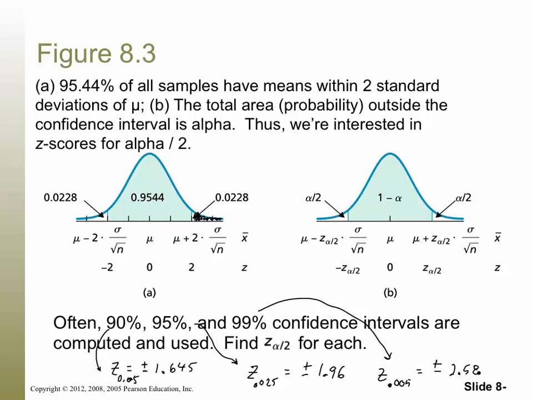And what did we say? We said we never have to calculate those again. These are the most common confidence intervals that we build, 90, 95, and 99%. And the z-scores will always be these scores for those confidence intervals.